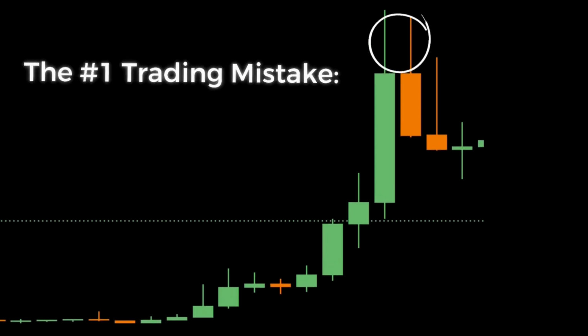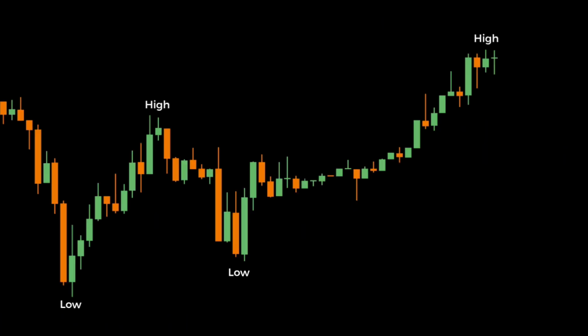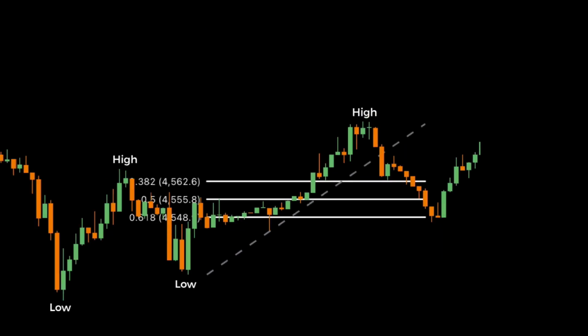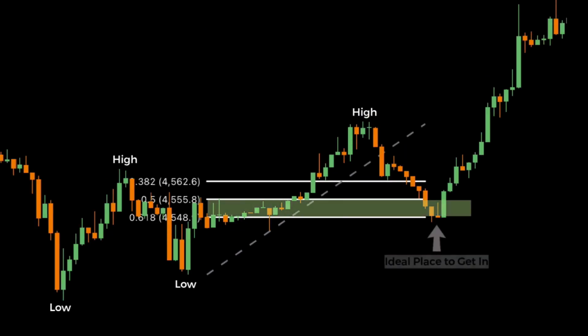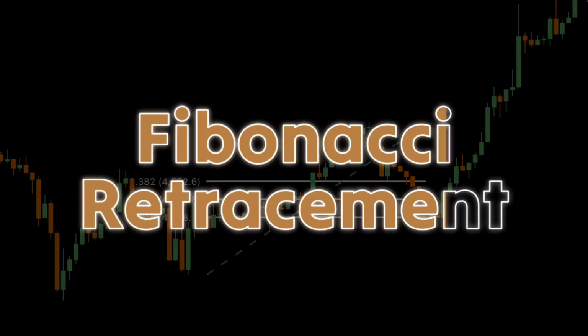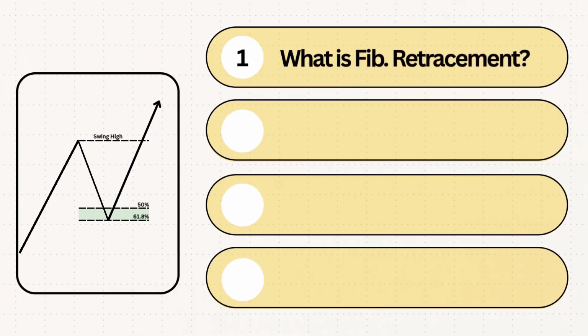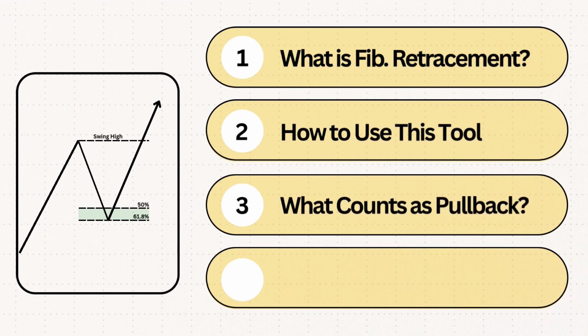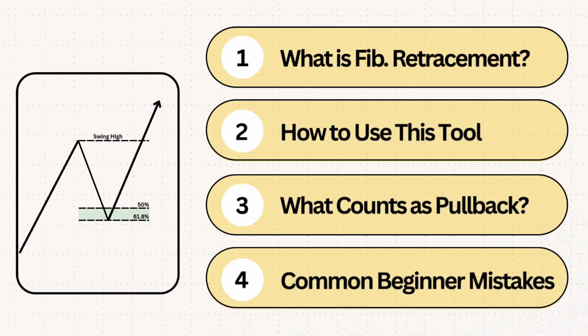Most trading mistakes come from entering too late. Imagine this. You see a coin, it's in a strong move, but by the time you get in, the move is already over. The better entries usually come after the move during the pullback. And one of the simplest ways to spot those pullbacks is with Fibonacci retracements. So in the next few minutes, let's look at how to actually draw Fibonacci the right way, what counts as a real pullback, and why most people get this part wrong.